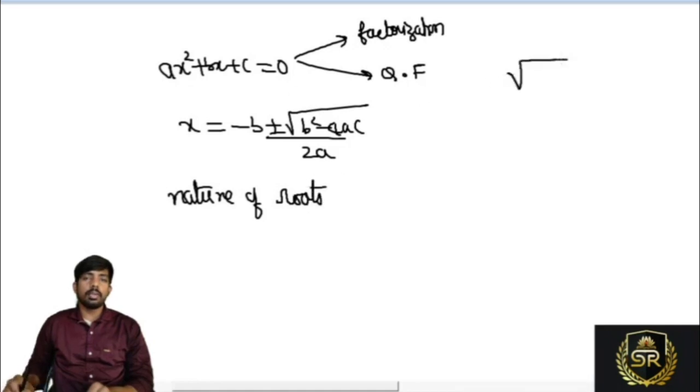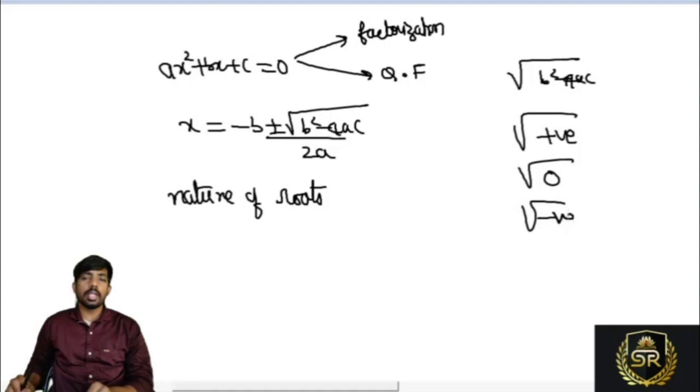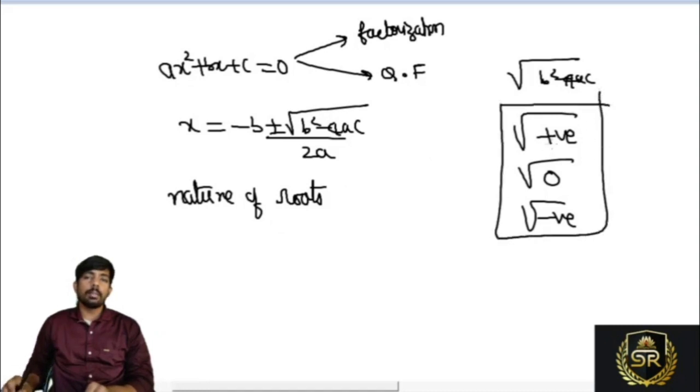Here under the root we have b square minus 4ac, right? If the root of a positive number exists, the root of 0 exists, the root of a negative number doesn't exist. That's the reason we will consider the discriminant. Nature of the roots can be determined by using these three concepts. That is the reason why we are discussing the nature of the roots.